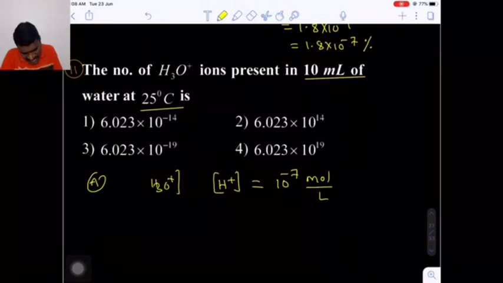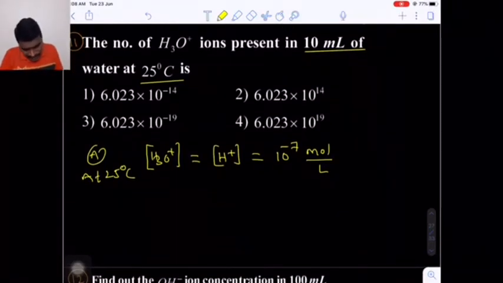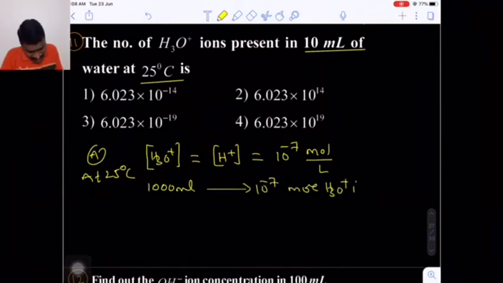H3O+ ion concentration or H+ ion concentration, both will be the same at 25 degrees Celsius. Here, 1 liter, that is 1000 ml of water, contains 10 raised to minus 7 moles of H3O+ ions. Now 10 ml of water will contain how many moles of H3O+ ions? 10 raised to minus 9 moles of H3O+ ions.